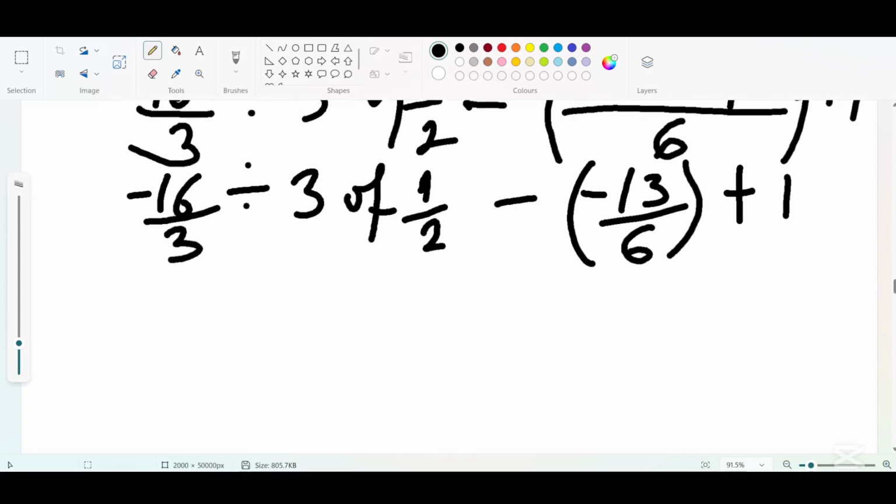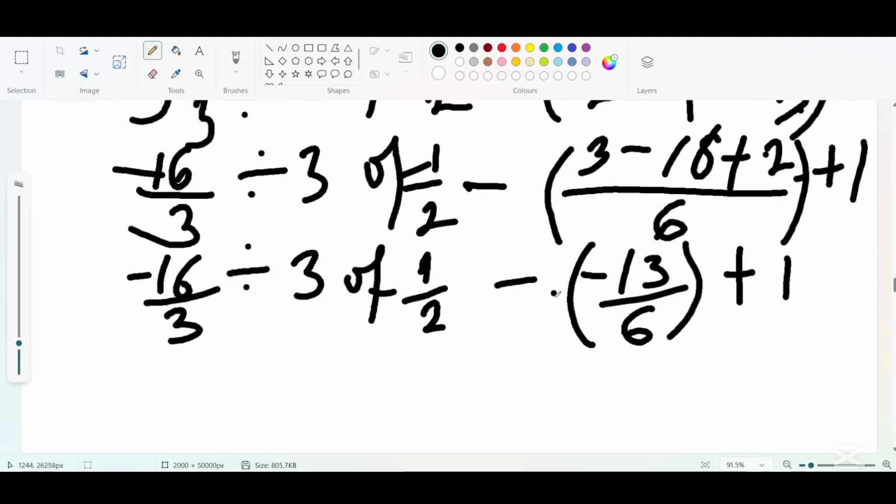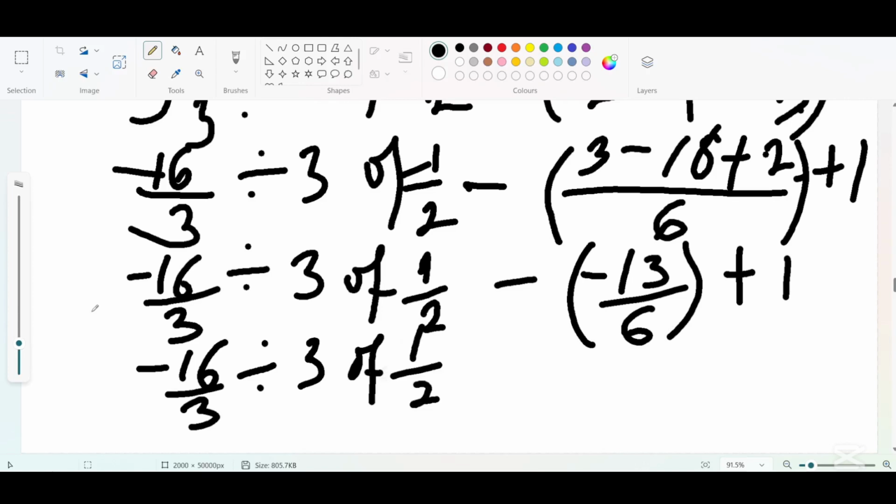So then the next thing we are going to do is to open these brackets. So we use the minus 1 that is here. Open this bracket. So minus times minus is going to be plus. So eventually it's going to be minus 16 all over 3 divided by 3 of 1 all over 2 plus 13 all over 6 plus 1.